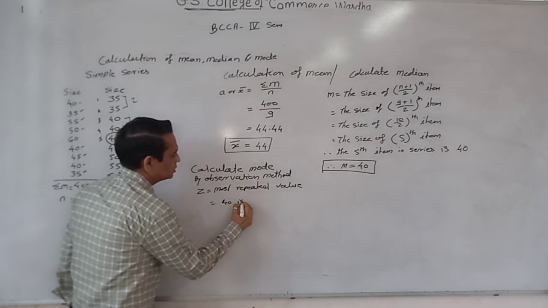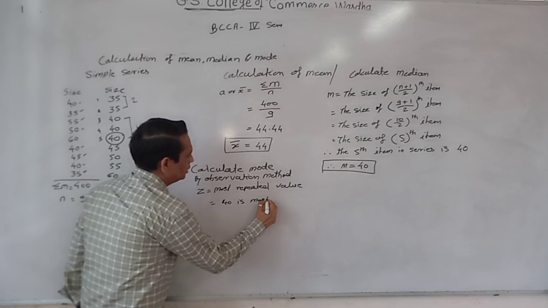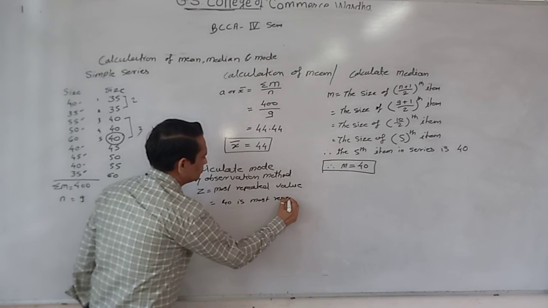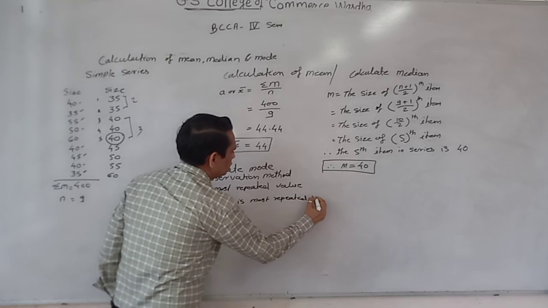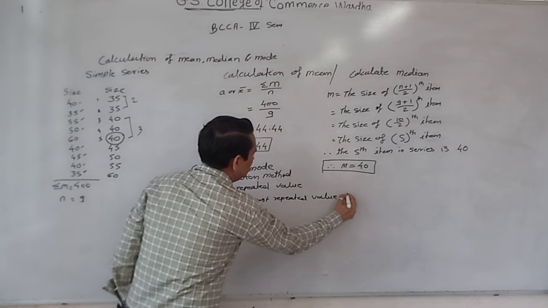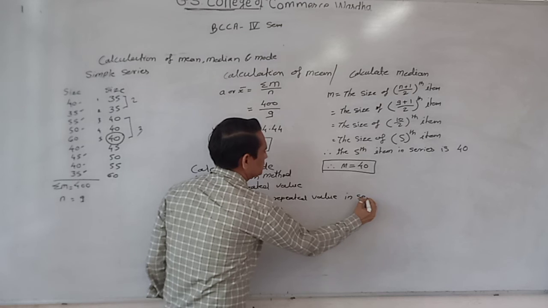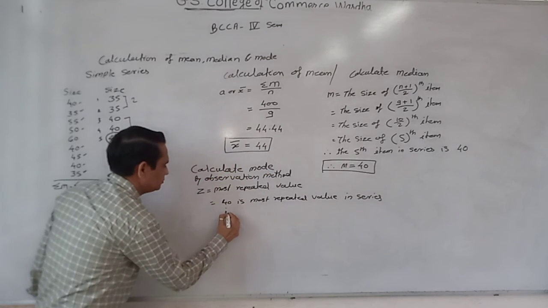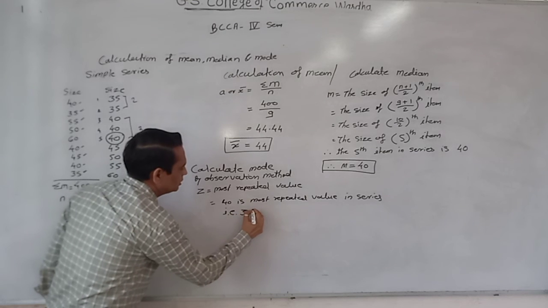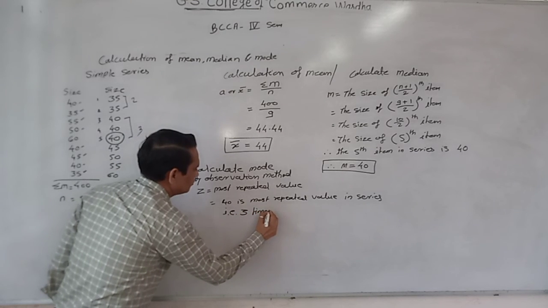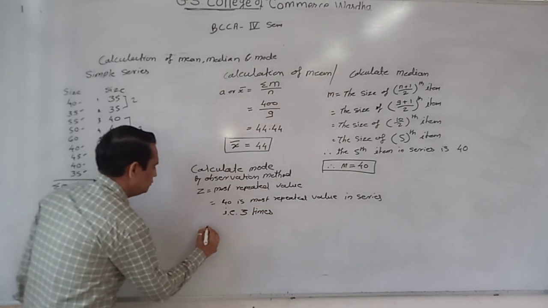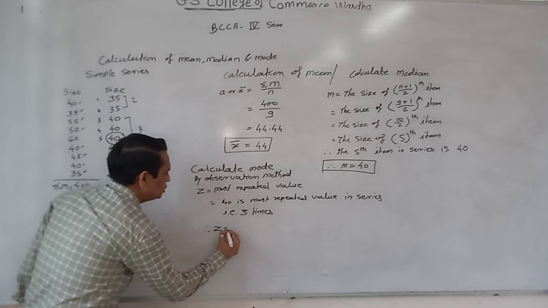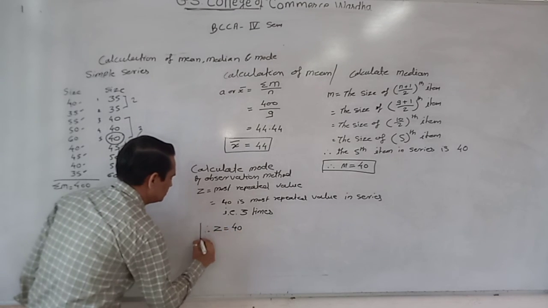40 is the most repeated value in the series, that is, 3 times. Therefore, Z equals 40.